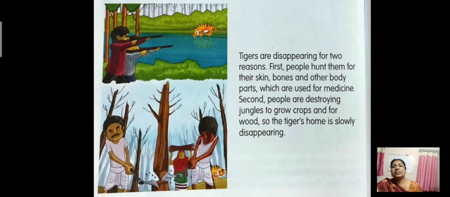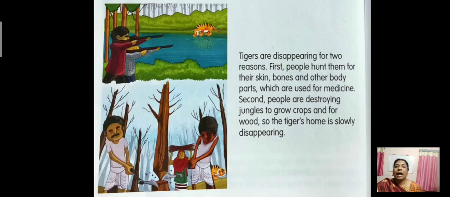Now, tigers are disappearing for two reasons. Disappear means they are going off. They are becoming very rare, very few. They are not appearing. So, what are the reasons? Two reasons are mentioned here. So, let us see the first one.